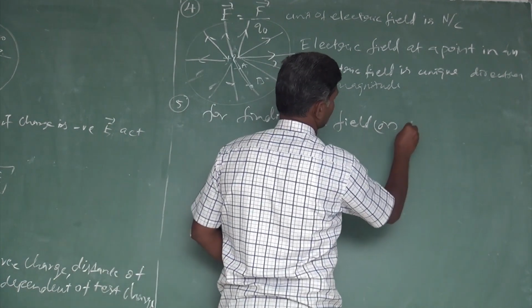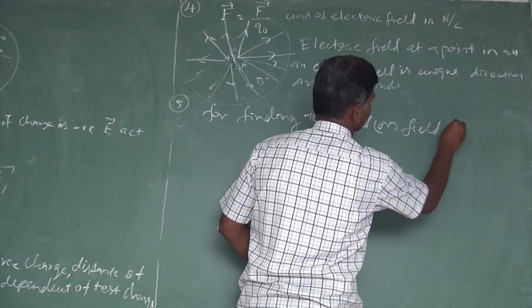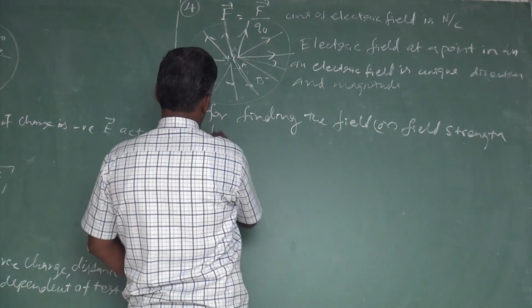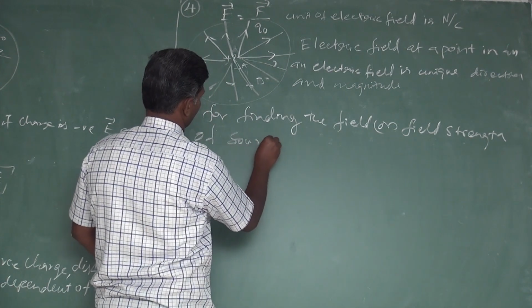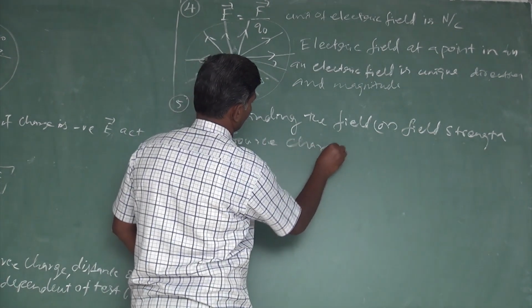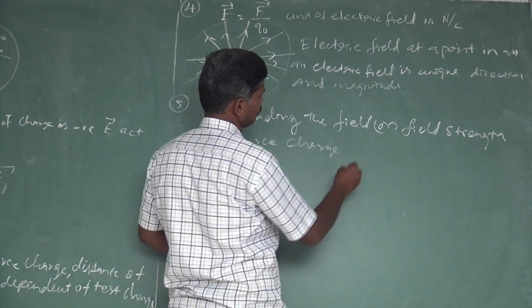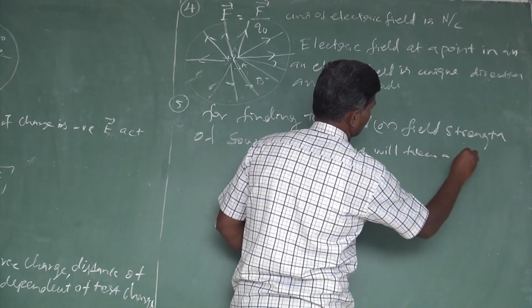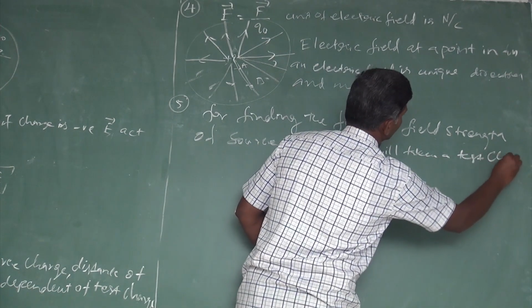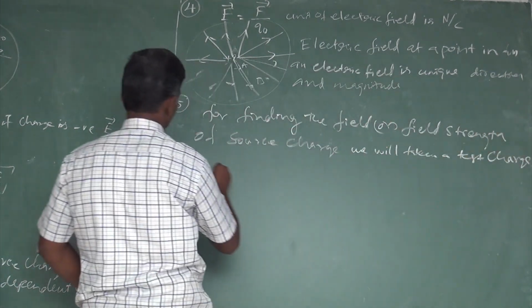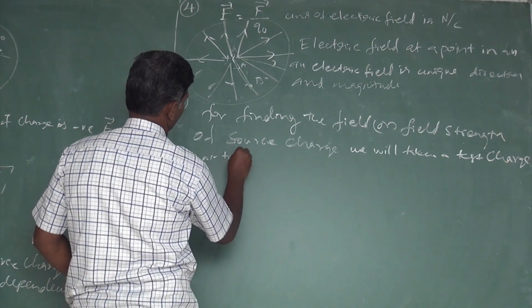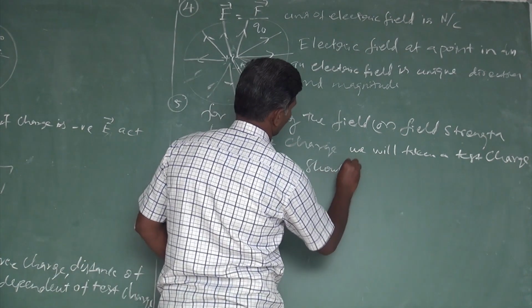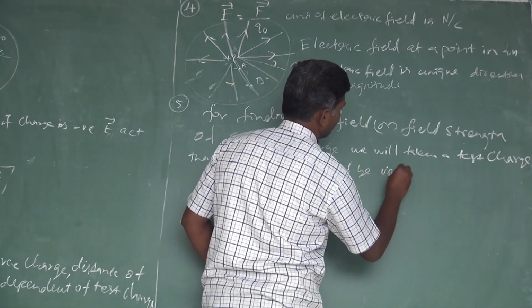To find the field or field strength of a source charge, we will take a test charge. That test charge should be very, very small.